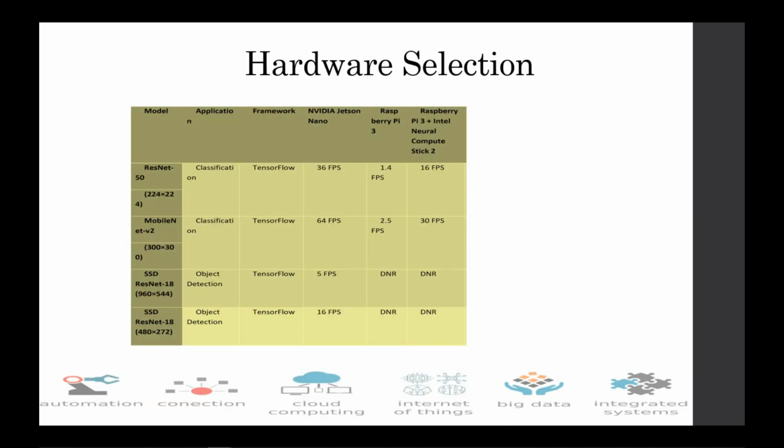Hardware selection: I have compared a few single board computers in the market. My justification was cost, efficiency, ease of programming, and frame rate per second for visualizing the image. Here are a few comparisons against different neural networks: ResNet, MobileNet, SSD, and SSD ResNet. These are some of the neural networks that can work with a single board computer with low computational power. My choice of hardware is Raspberry Pi 4 because NVIDIA Jetson has 36 frames per second, Raspberry Pi 3 is 1.4 frames per second, but the closest one to Raspberry Pi 4 has 16 frames per second.